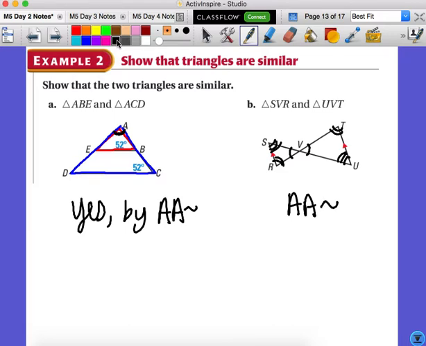Now notice there we do have all three pairs, but it only takes two of them to know that they're similar. So yes, those are similar by angle-angle.